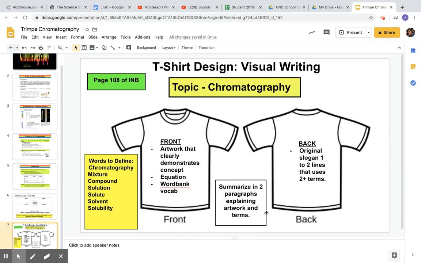So it says 2 paragraphs. What I'm really asking you for is paragraph 1: tell me, how does the front of your T-shirt demonstrate chromatography? Paragraph 2: how does the back side demonstrate chromatography? You are getting points for using your academic vocabulary. So make sure you are using those academic vocabulary words in your paragraph, and please box or highlight them. If you have any questions, feel free to go ahead and contact me on Remind, and I will get back to you as soon as possible.